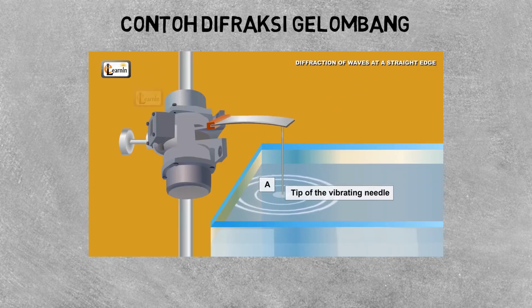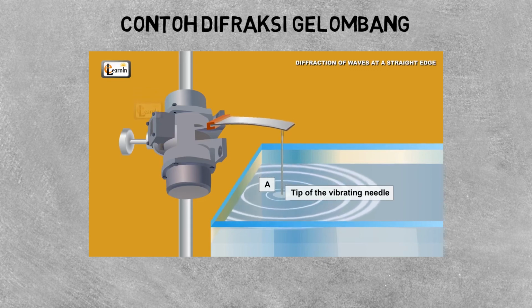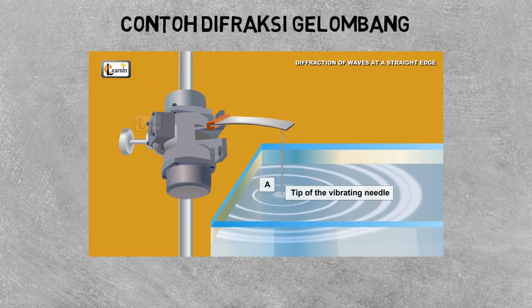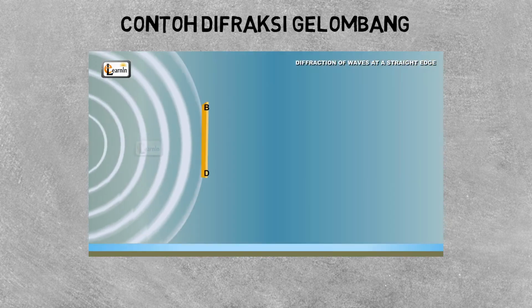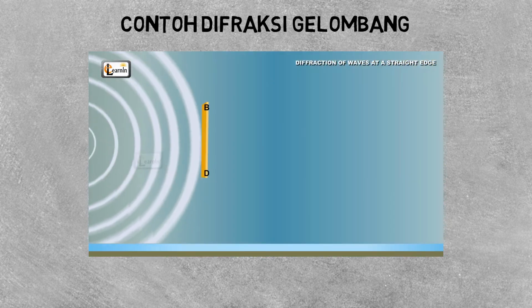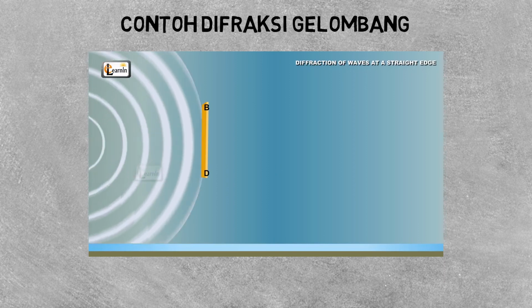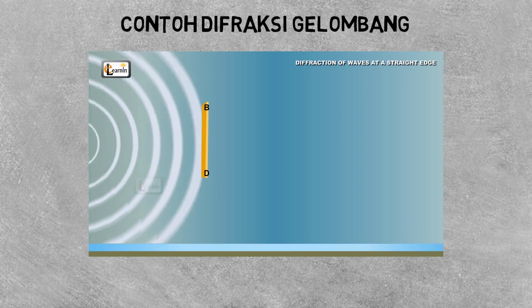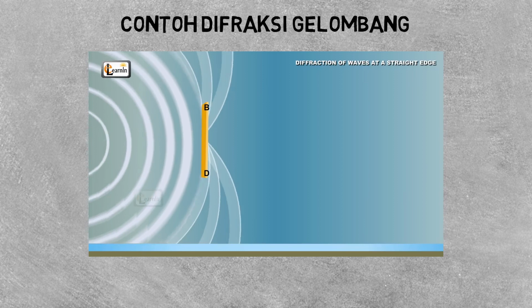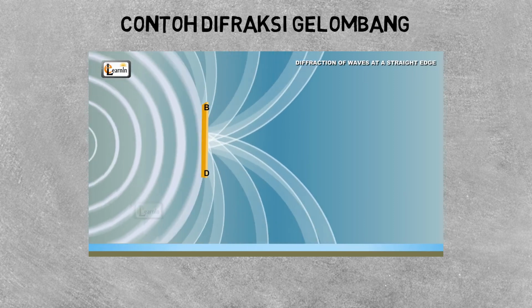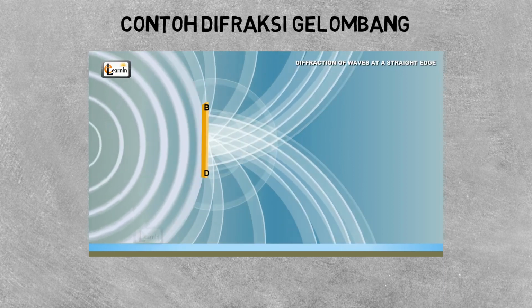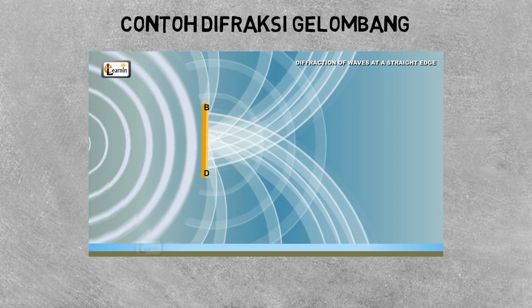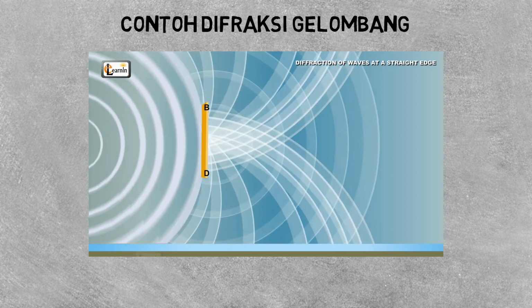Here, A is the tip of the vibrating needle and behaves as the source of the waves, which spread out and travel towards the scale BD. The waves spread out equally in all directions until they reach the straight edge BD. At this point, if there is no bending of the waves, the lower portion of the circular wave fronts should be cut off completely. Only the upper portion above the straight line should travel beyond the scale.